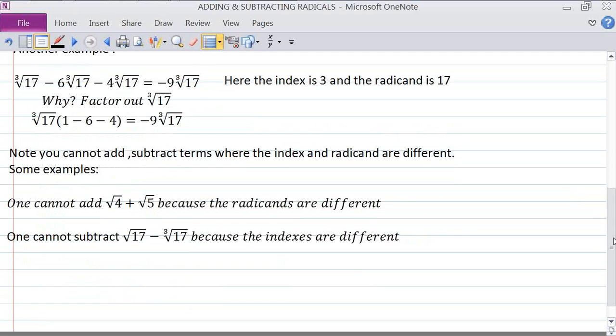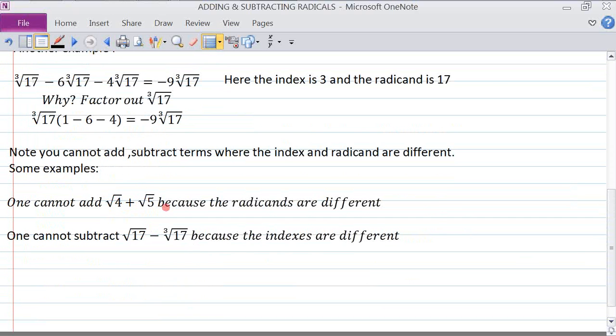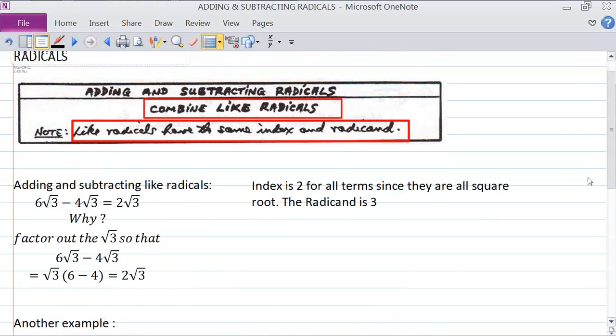So you can't add root 4 and root 5 because the radicands are different. This number has to be the same as this number. You can't subtract these two because the indexes are different. Here there's a square root, here there's a cube root.